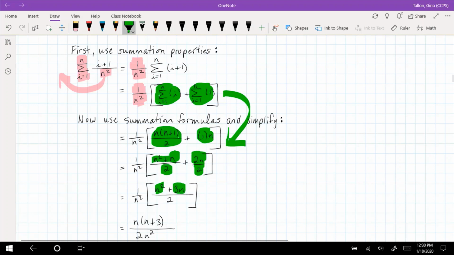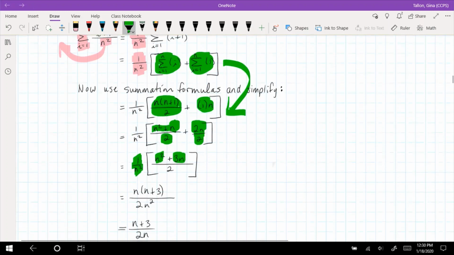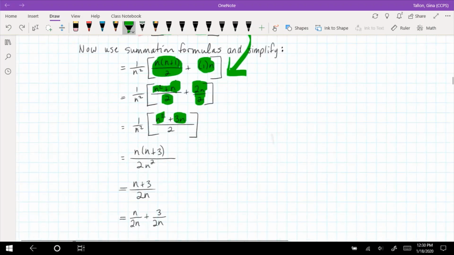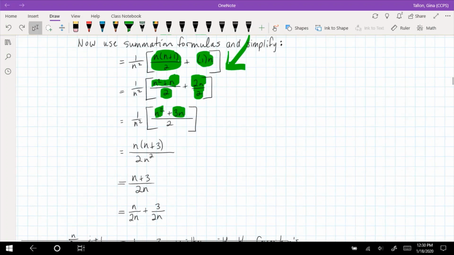Now I'm going to take this 1 over n squared and bring it back inside my brackets. I'm going to end up factoring an n off the top, getting me n times n plus 3. And on the denominator, I'm going to multiply these together, and I'm going to end up with 2n squared. Is that making good sense to you, I hope? All right, let's move on. 1 n can divide off here, and an n can divide off there. I end up with n plus 3 divided by 2n.